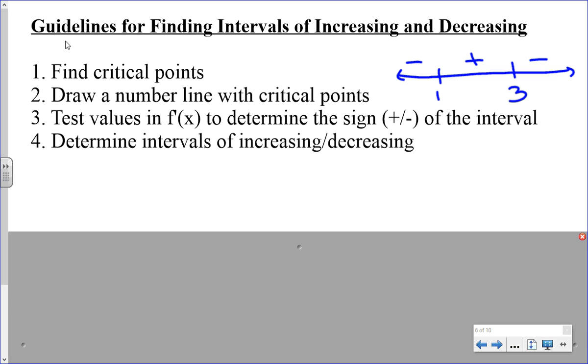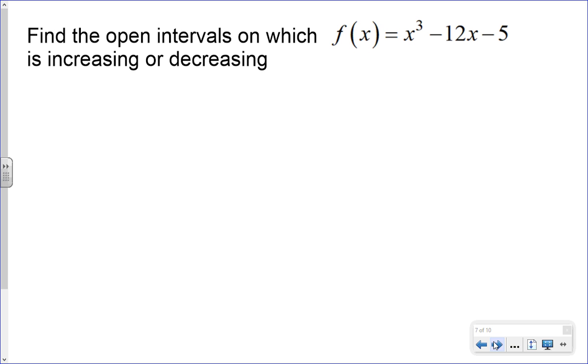All right, ready? Okay. We'll start small.